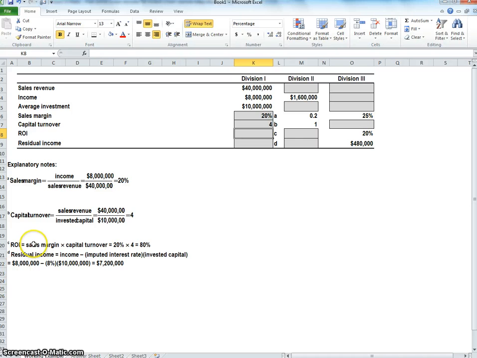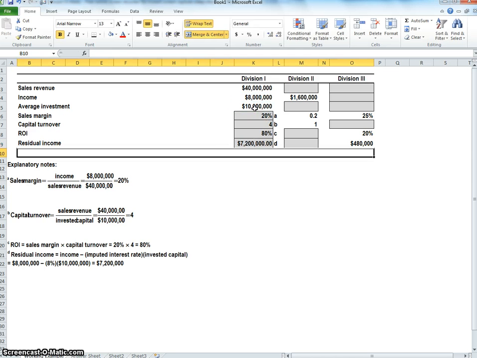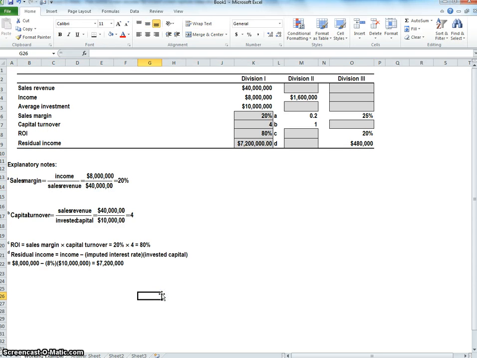Return on investment, again, our return on investment formula is sales margin times capital turnover. So let's just take these two numbers that we calculated, and that gives us our ROI. And then lastly, we're going to calculate residual income. So remember, our residual income formula is residual income is equal to income minus the imputed interest rate times invested capital. We know from the problem we have some given information, so we're just going to plug this in. I'm going to write a quick formula. And just like that, we have our answer. So the key to solving a problem like this is basically knowing what formulas are available to you, understanding what's being asked of you, and understanding what information is being given. So let's go through the next one now.